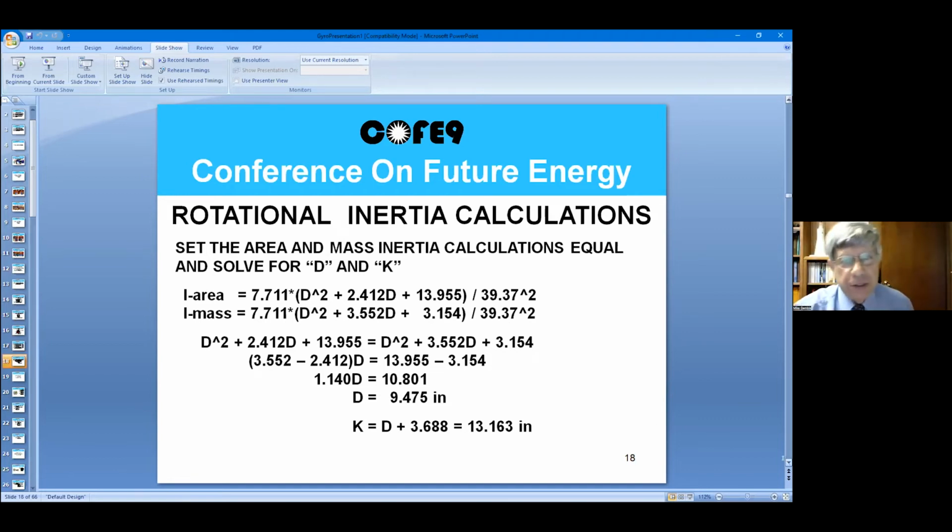Okay, next page here: you take the calculated mass area from this chart and the mass from the previous chart, and set them equal. By inspection, the kilograms go out and the 39.37 squared goes out. So what's in parentheses, you set equal to each other. The D squares go out, so you move the D's to one side and the constants to the other, and you calculate D to be 9.475 inches.